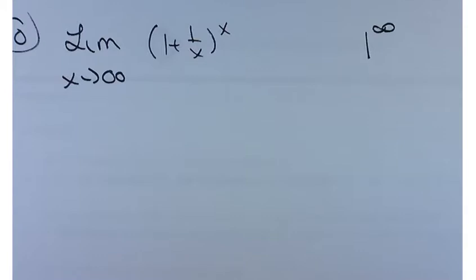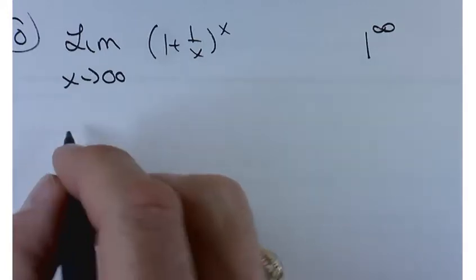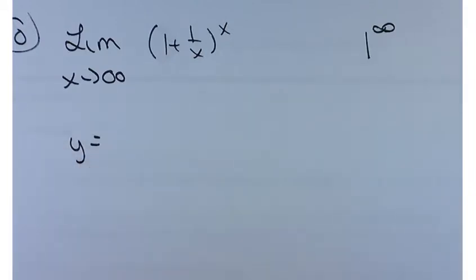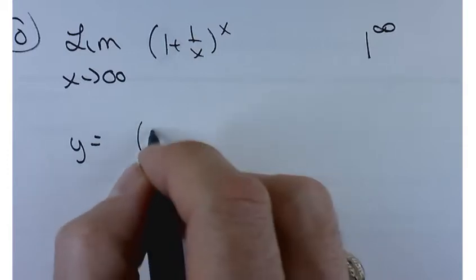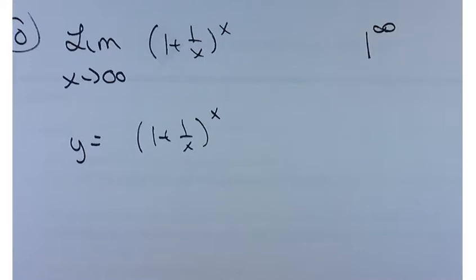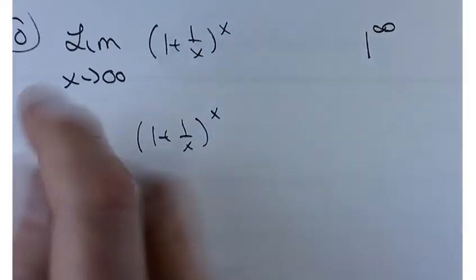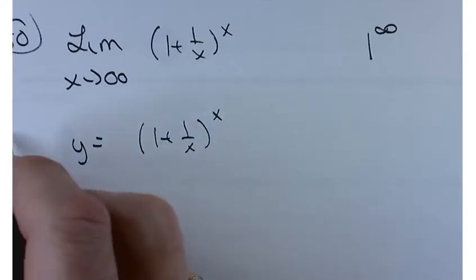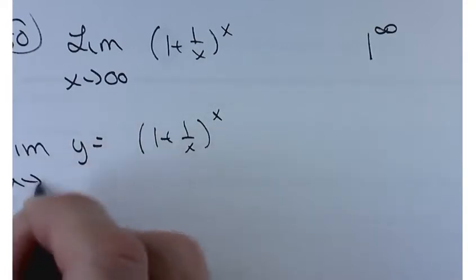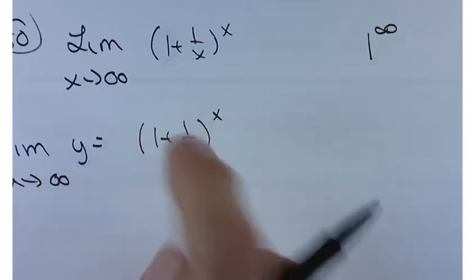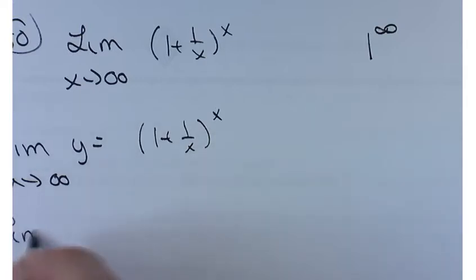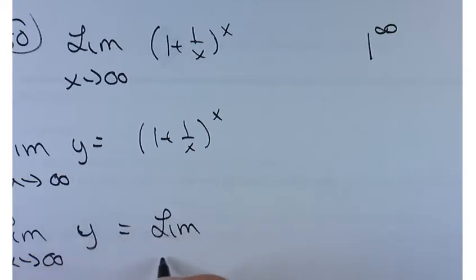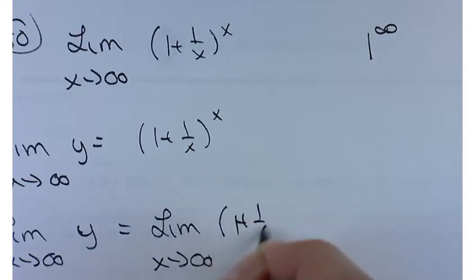Now, there's a trick here that we're going to play to kind of get around this. And you might do well to try and catch this trick. Let me let y equal this term here, 1 plus 1 over x to the x power. I want the limit as x approaches infinity of y, or of this term. So I want this limit as x approaches infinity. So it's going to be the same as the limit over here. Limit as x approaches infinity of y equals the limit as x approaches infinity of 1 plus 1 over x to the x.